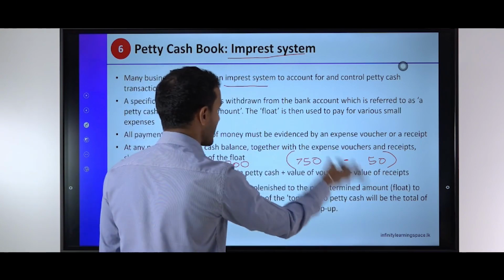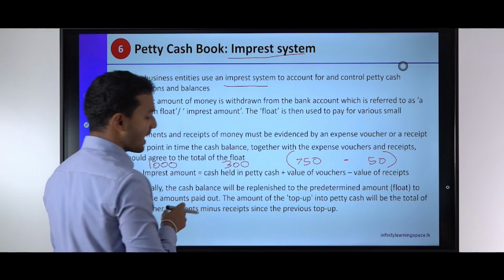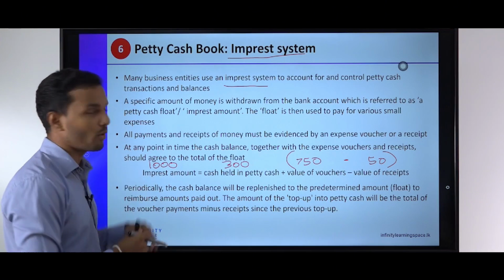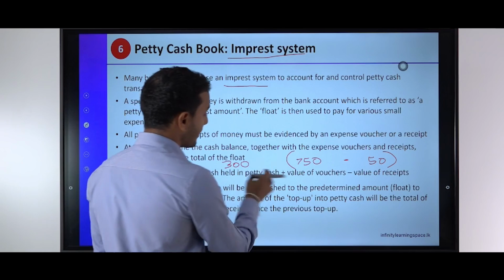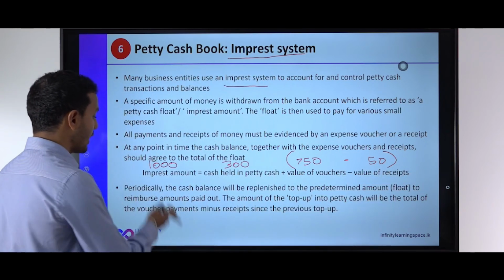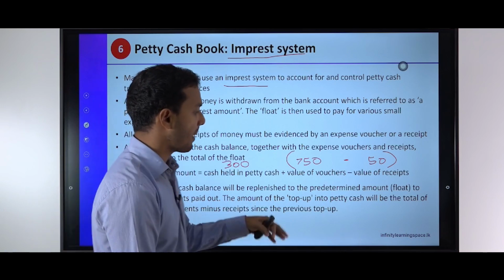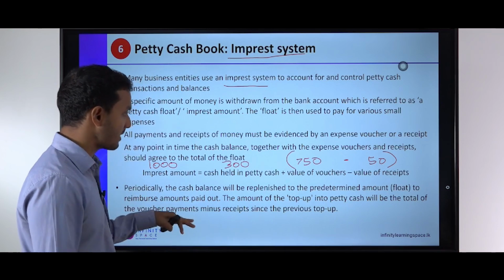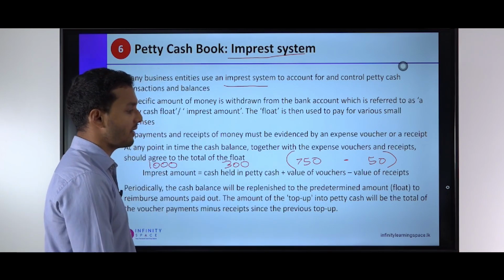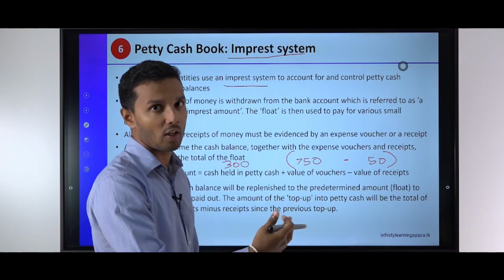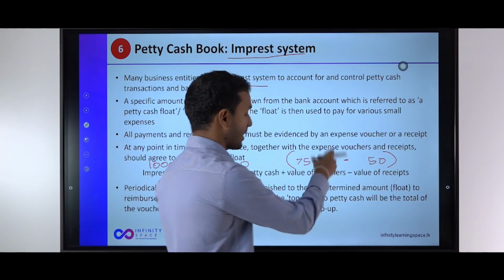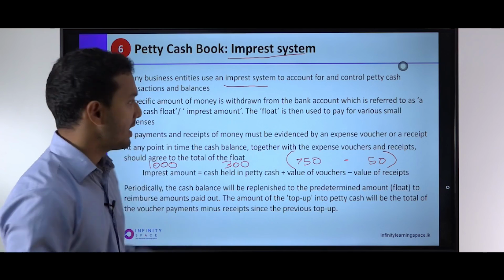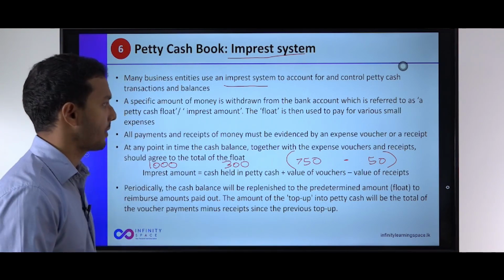Now, the petty cashier already has 300 and receives 700 from the main cashier. So at the end of the month, the petty cashier will again have 1000. That fixed amount of money will be replenished to the predetermined amount, what we call the float, to reimburse amounts paid out. The amount of the top up, the amount given by the main cashier to the petty cashier, will be the total of the voucher payments minus the receipts since the previous top up. Since the beginning of the month, the value of the vouchers minus the value of the receipts will be the value of the top up given by the main cashier to the petty cashier at the end of the month. So this system is called the imprest system.